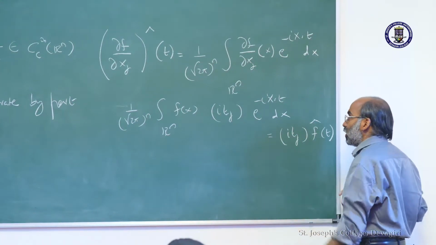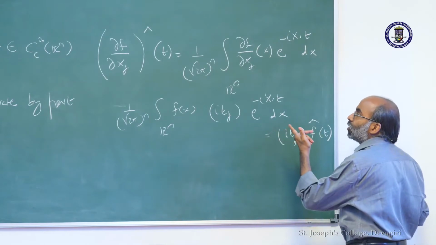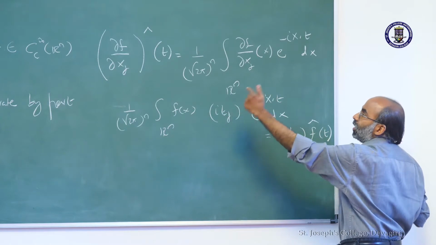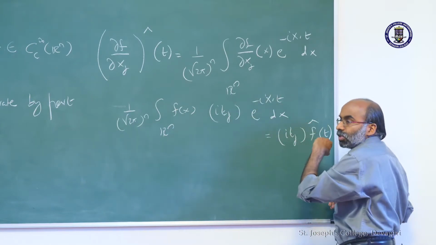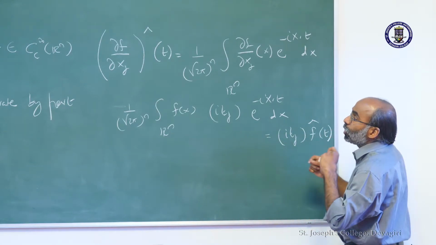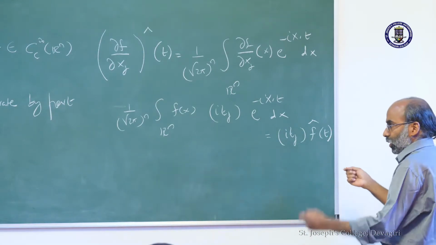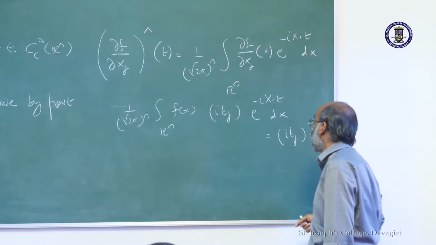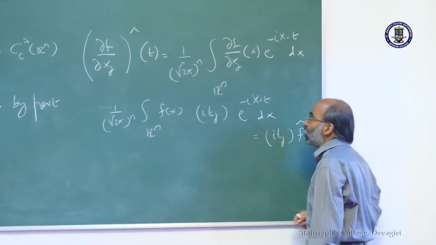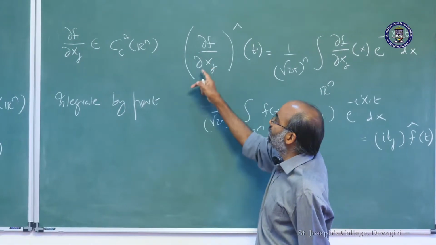This is something which you will see again and again, and it goes the other way also. If I multiply f with a coordinate function and take the Fourier transform, I will get the derivative on this side. So derivative and multiplication are intertwined by the Fourier transform. That is the principle which you will see again and again. But for the proof of the Riemann-Lebesgue lemma, let us continue. I can look at the second derivative now.